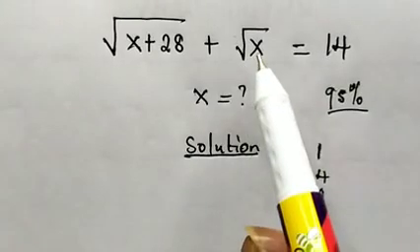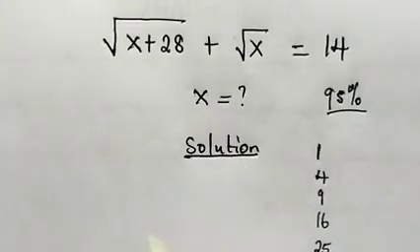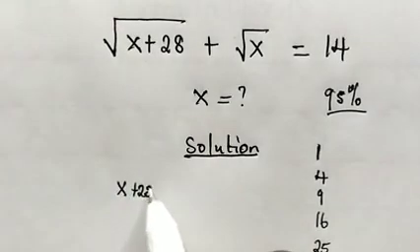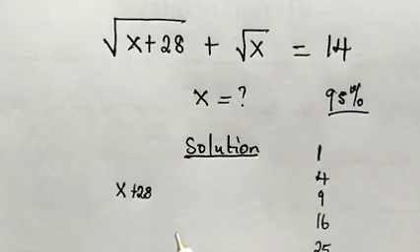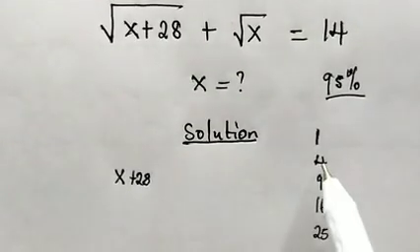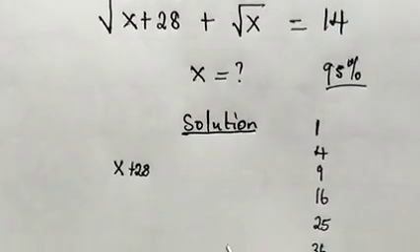We know that x must be a perfect square. So if we plug in 1, we need x plus 28 to also be a perfect square. Plugging in 1 gives us 29, and 29 is not a perfect square. If you substitute 4 for x, you get 4 plus 28, which is 32. That is not a perfect square.